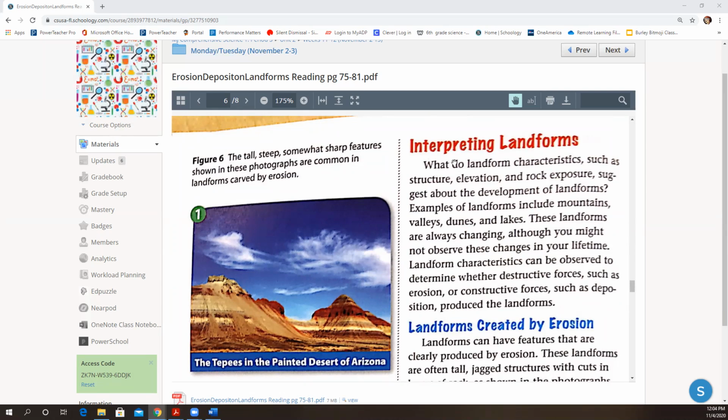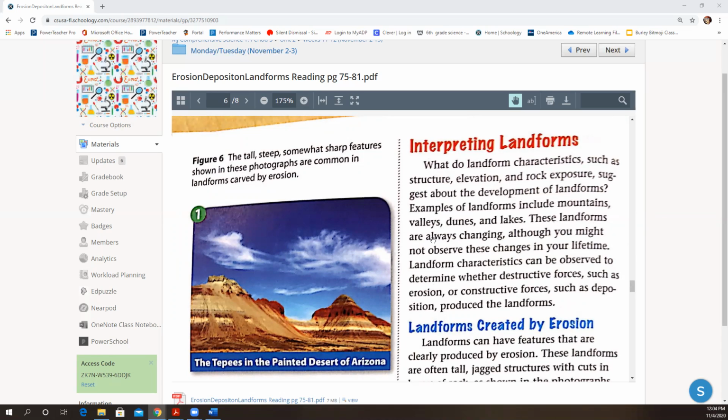Interpreting landforms. What do landform characteristics, such as structure, elevation, and rock exposure, suggest about the development of landforms? Examples of landforms include mountains, valleys, dunes, and lakes.